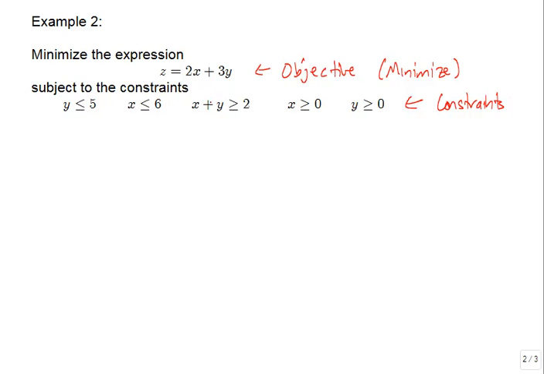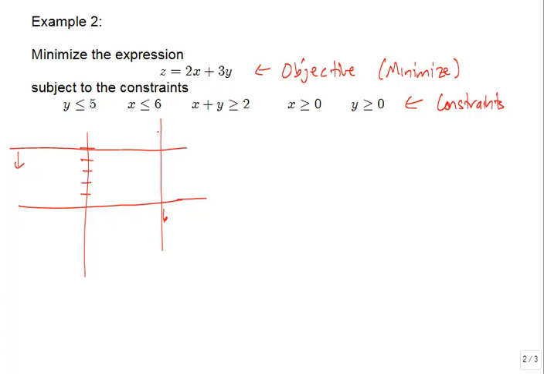So once you've labeled what your objective function is and what all your constraints are, next you're going to graph all of these constraints in your system of linear inequalities. So let's start with the first one. y less than or equal to 5. So here's 5, a horizontal line, and less than or equal to 5 would be shading downwards. x equals 6, that's a vertical line, and we want less than, so we're going to shade to the left. So far these would overlap down here.